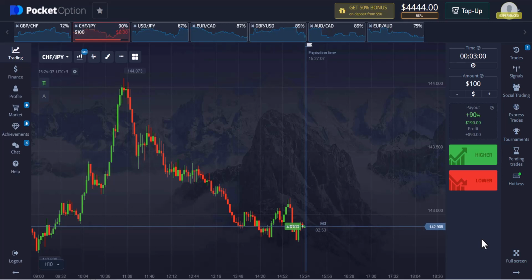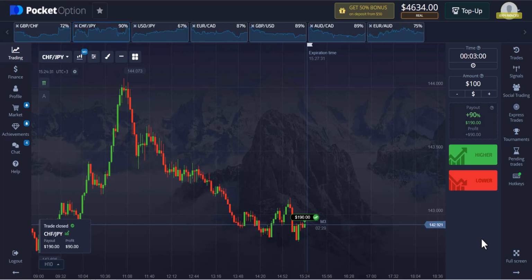And one last thing about entry points. Before entering a trade, it is essential to define your risk to reward ratio, which is potential profit you could earn relative to the amount you are willing to risk. By having a defined risk to reward ratio, you can identify entry points that offer a high potential profit while limiting your potential losses. So let's collect our third win of the day.